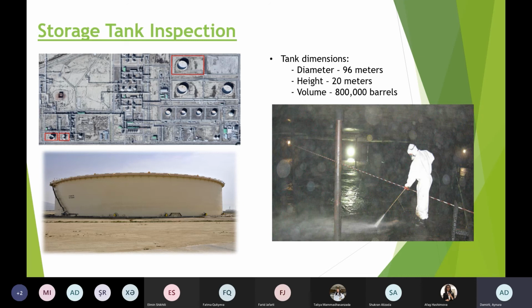You can see here in the photo, in the scheme. This tank has a 96 meter diameter, height is 20 meters, and volume is 800,000 barrels. Imagine how big this tank is. It's similar to a football square. And if you go around this tank, it takes too long for you.